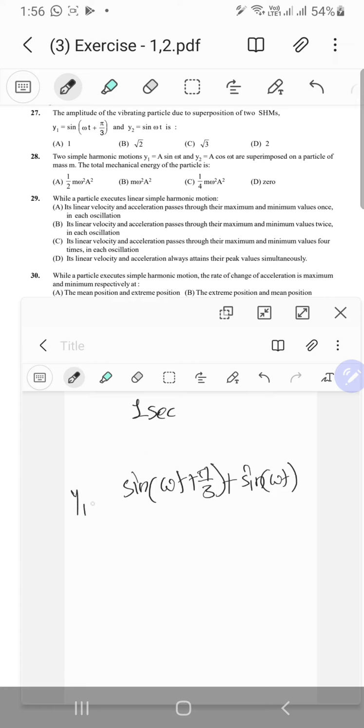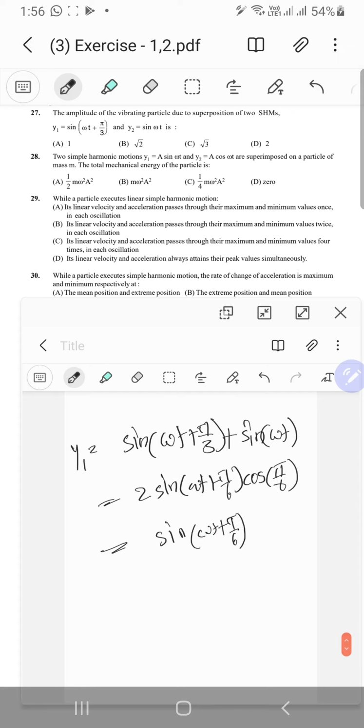This is y1, which I can write as square root 2 times 1 upon square root 2. No, that's not gonna work. This can be written as 2 sine of the sum, which is omega t plus pi by 6, cosine of the difference, which is pi by 6, so let's get difference upon 2. So this should be just sine of omega t plus pi by 6. Yeah, y1 is this. Cool. So just 1.